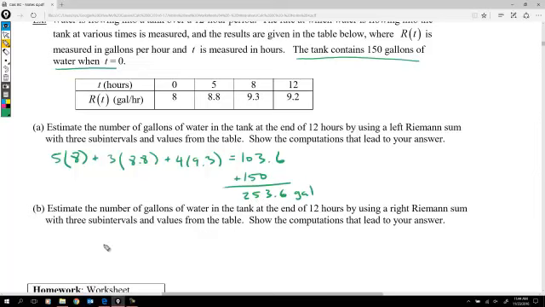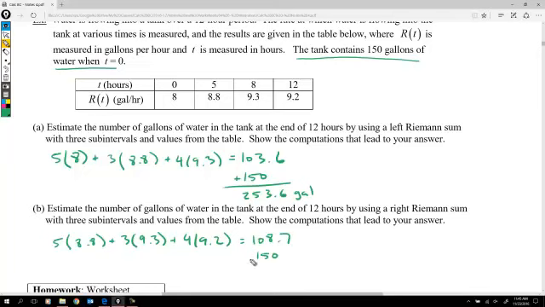All right, so same deal here. I want to estimate the amount of water I have using a right Riemann sum. So my widths are going to stay the same, except between 0 and 5, I'm going to use the right point. So 8.8. And then 9.3. And then 9.2. Right, so if you add all this together, you get 108.7.